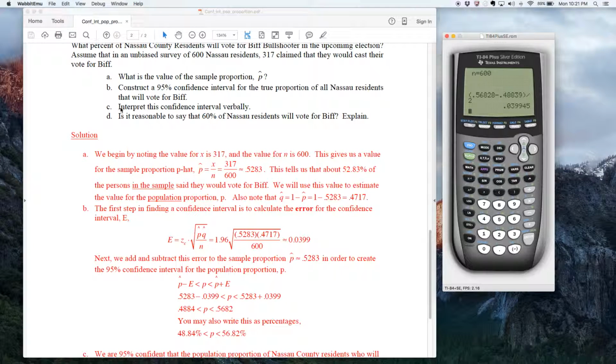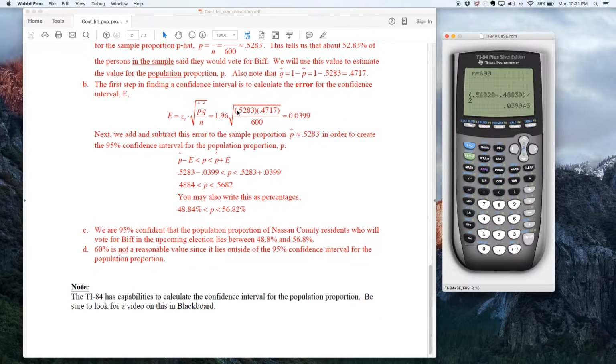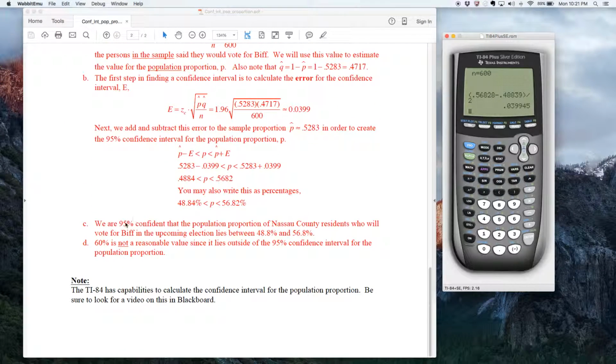So letter C says, interpret this confidence interval verbally. All right, well, the standard textbook way to say this is that we're whatever percent confident that the population proportion is going to land somewhere between these numbers. That's what essentially it says. We are 95% confident that the population proportion of Nassau residents who are going to vote for Biff in this upcoming election lies between, and I wrote it as percentages. I prefer to see it as percentages. In my math lab, just be careful. My math lab, sometimes they leave it as decimals, sometimes they convert to percents. You just got to pay attention to the directions and, of course, always pay attention to the rounding in my math lab. It's kind of a standard textbook way to say the interpretation verbally.